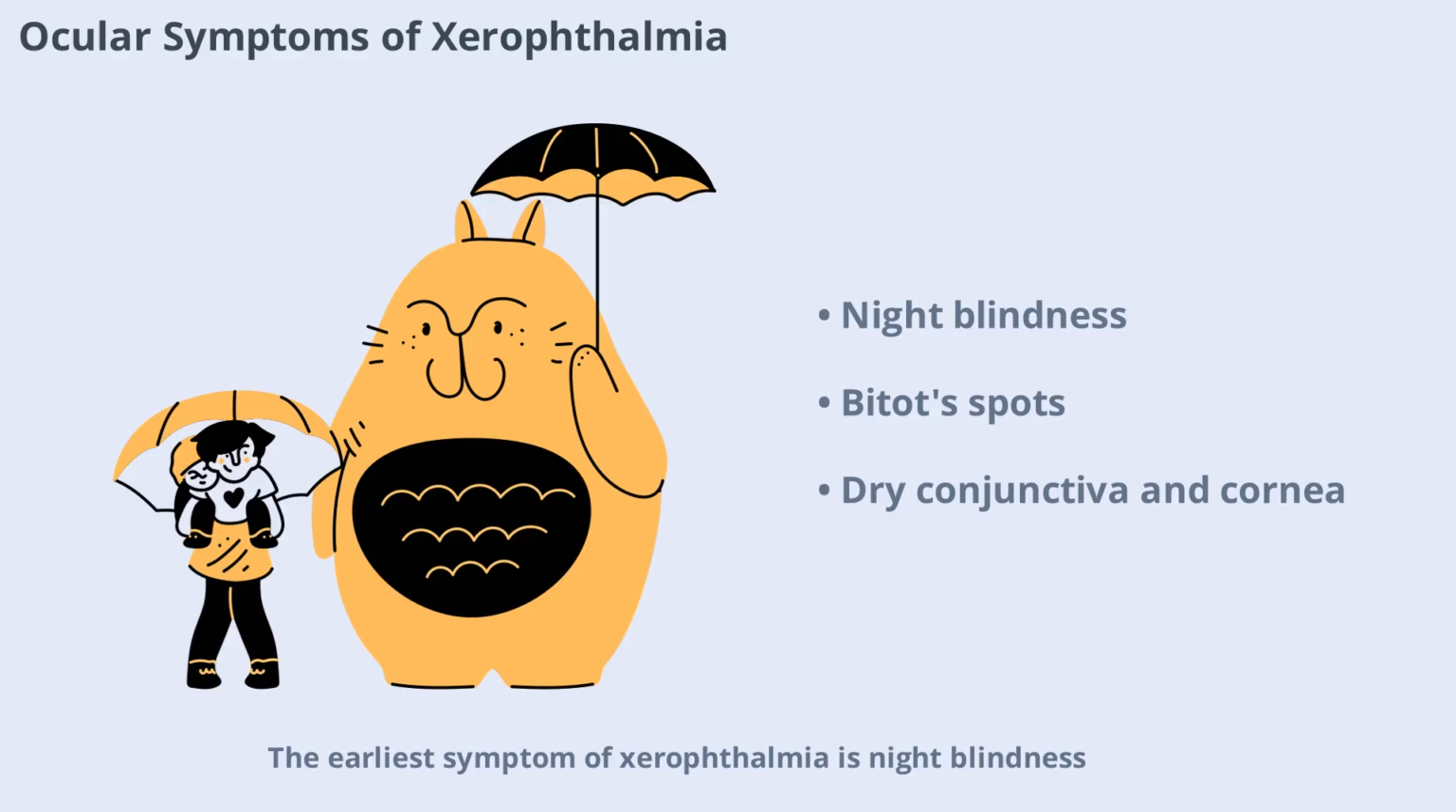The earliest symptom of xerophthalmia is night blindness, where affected children struggle to see in dim light. Bitot's spots, triangular, raised, foamy, whitish patches, appear on the conjunctiva, usually on the temporal side. The conjunctiva and cornea become dry and lusterless, and corneal sensation diminishes, increasing the risk of ulcers, perforation, and severe complications like adherent leukoma or anterior staphyloma.